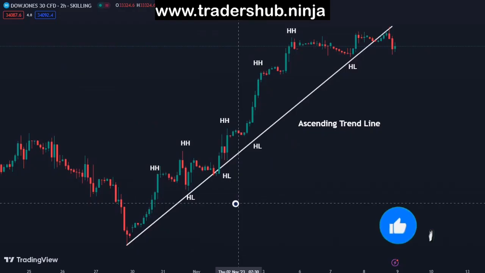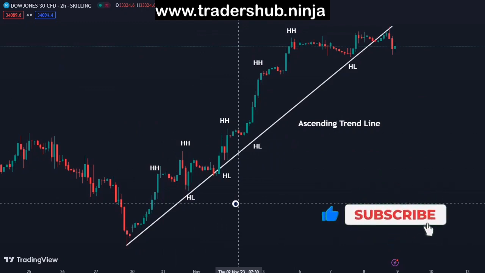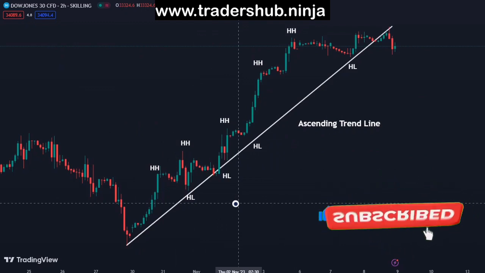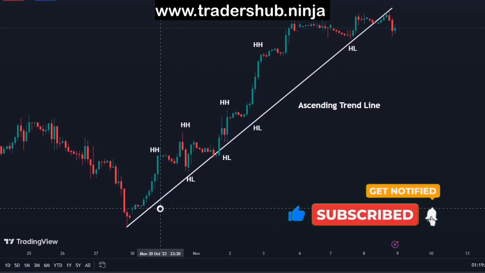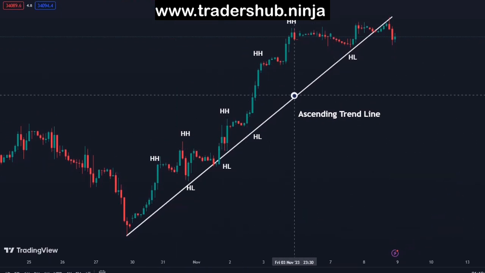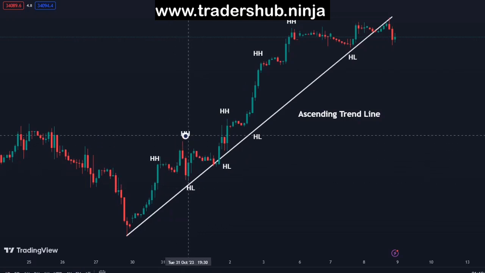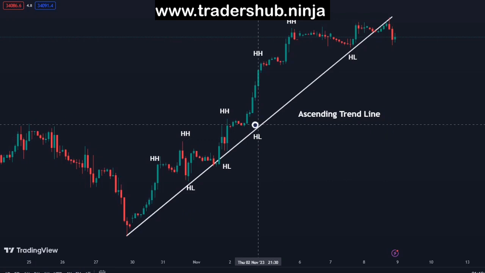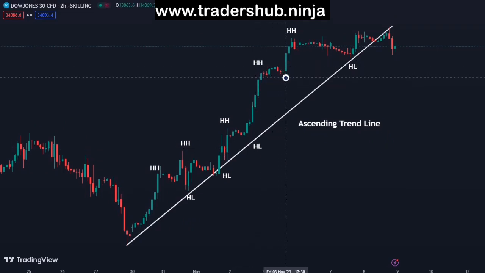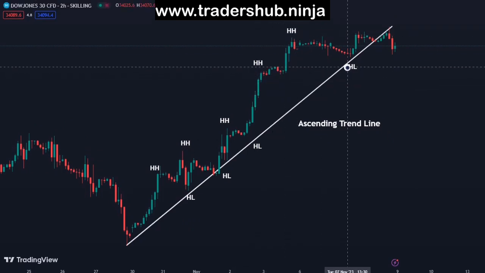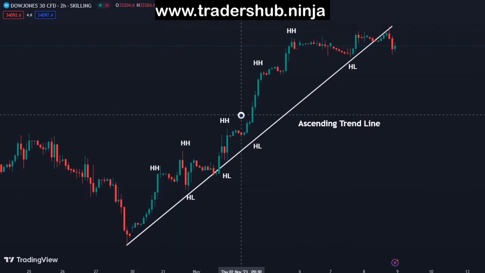This is a Dow Jones 2-hour chart. How do you draw an ascending trend line? First, identify the uptrend. How do you identify the uptrend? Look for higher highs and higher lows, repeated again and again. So this particular trend is an uptrend.